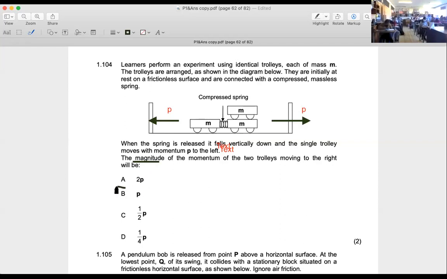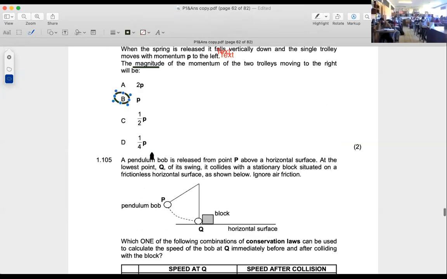So even though the masses are different, the velocities will be less. So the mass times velocity, double the mass times half the velocity, will still be equal to mass times velocity after. I hope that makes sense.